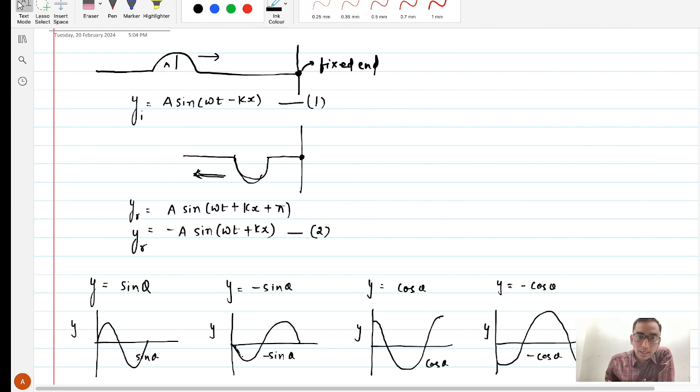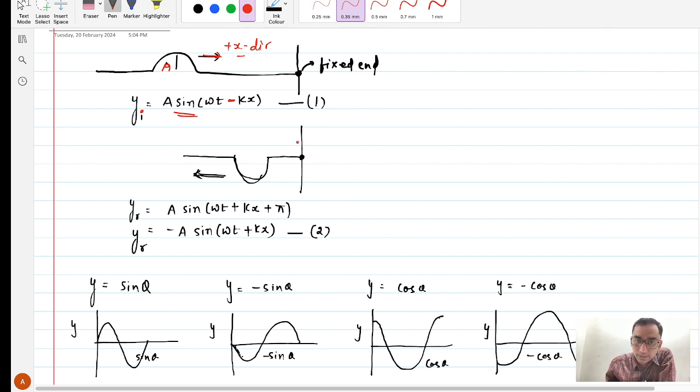Over here I have shown a pulse, a transverse wave having amplitude A. Now this is going in the positive x direction, and this wave hits the fixed end. So this is the equation of the incident wave, y is equal to a sin(omega t minus kx), because it is going in the plus x direction.